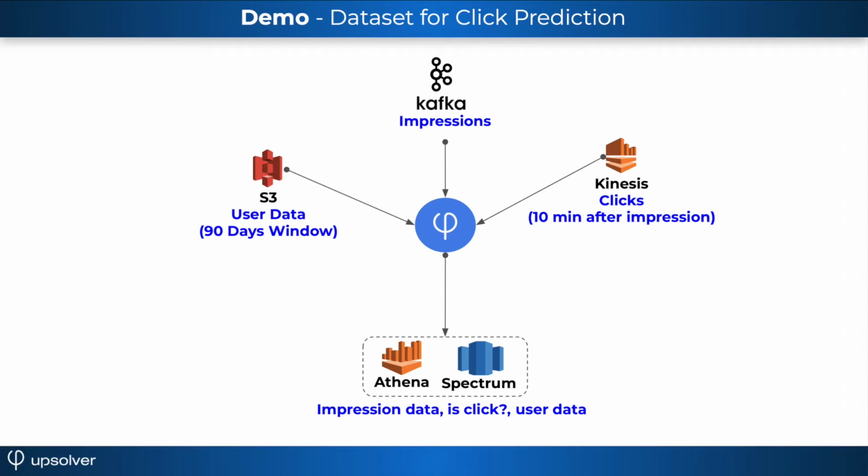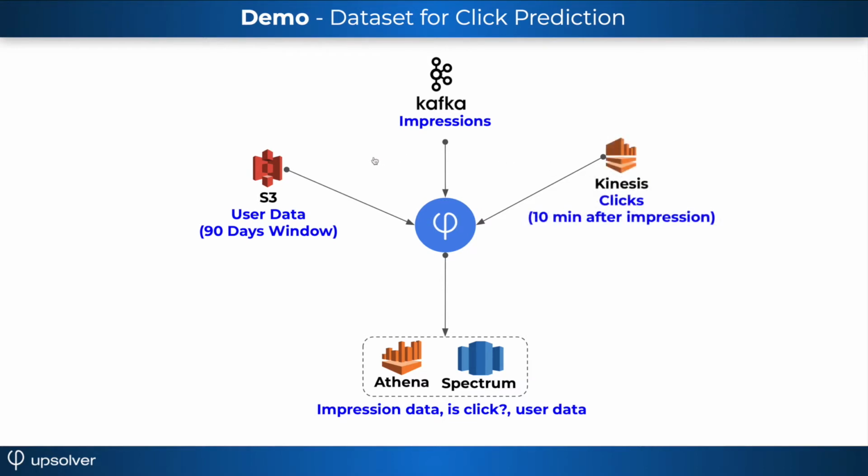The scenario we chose for this demo is joining ad impressions, ad clicks, and historical user data into a single dataset. In this case, we have three sources of data. One of them is impressions, people watching ads. This is coming from Apache Kafka. Some of the people actually click on the ads they see. This data is coming from Amazon Kinesis.